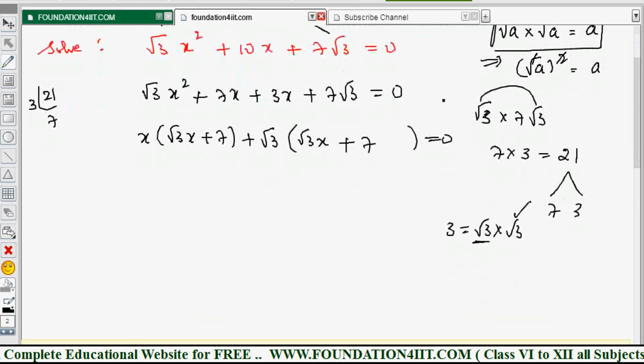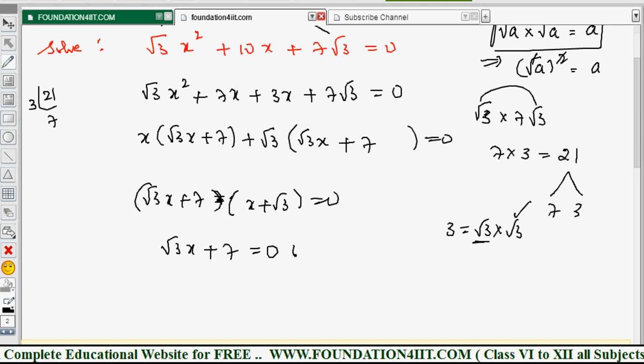Now the problem is simple. Just take root 3x plus 7, this is two terms, and one more, x plus root 3, is equal to 0. By using the zero product rule, root 3x plus 7 is equal to 0 or x plus root 3 is equal to 0.